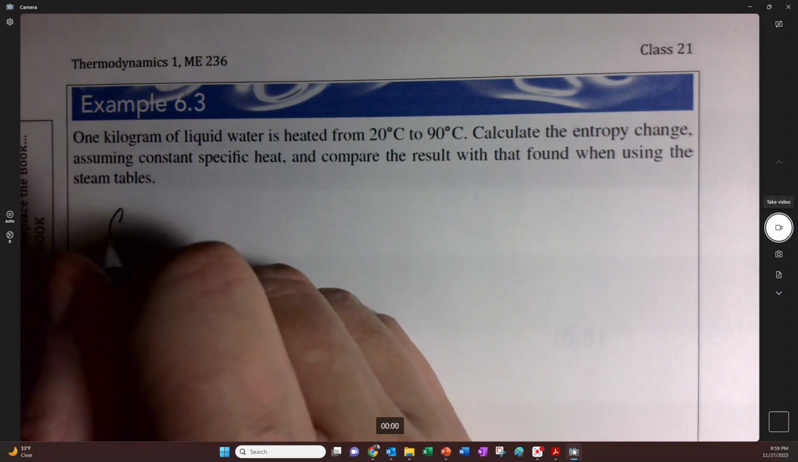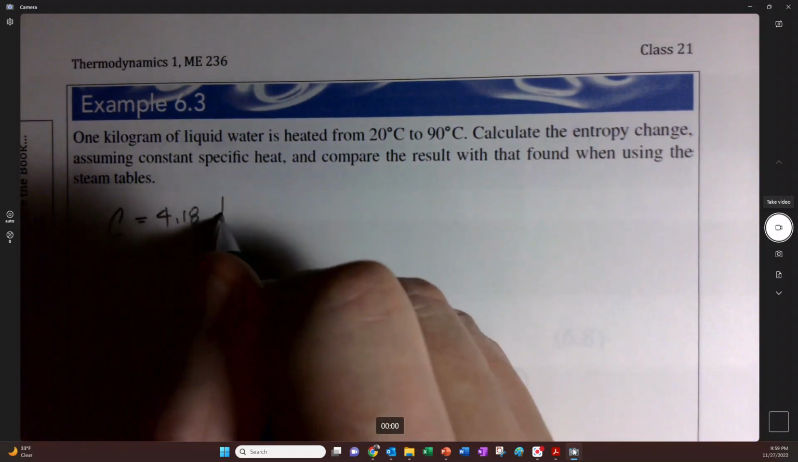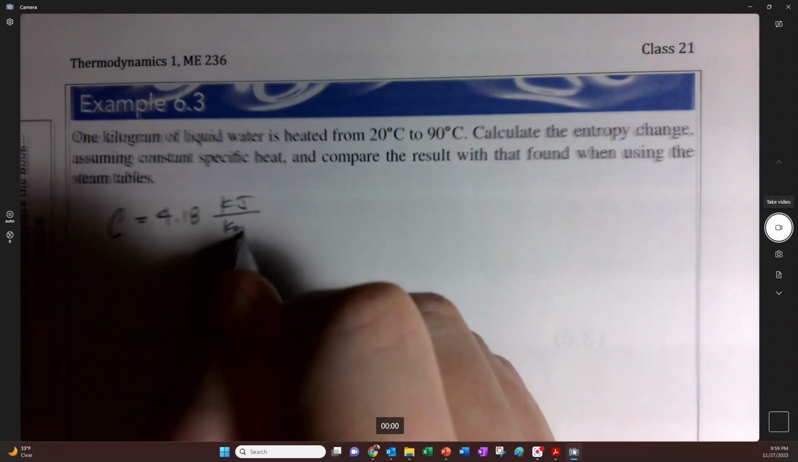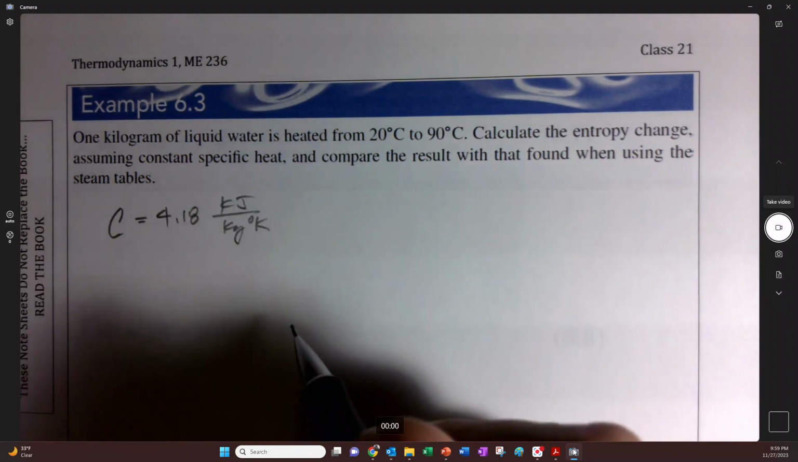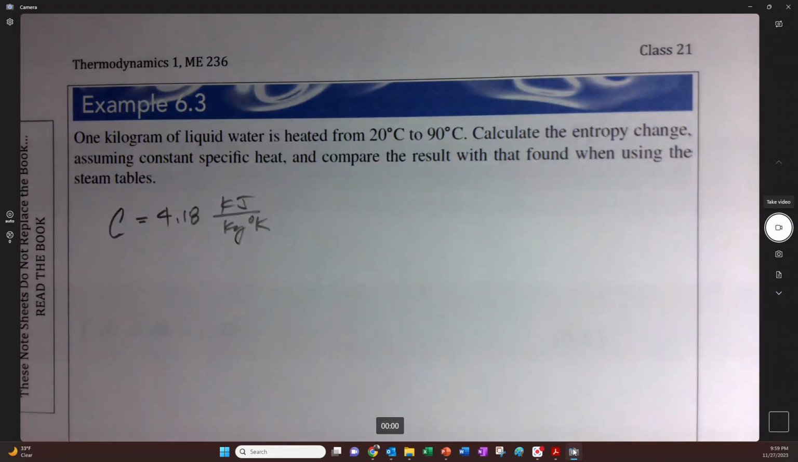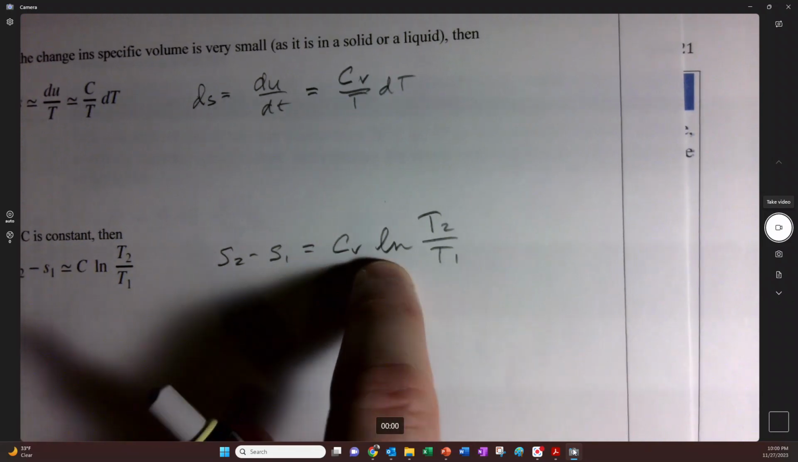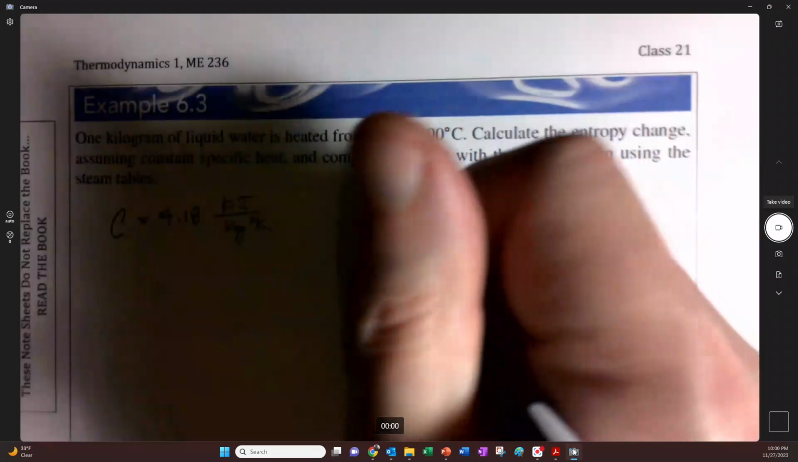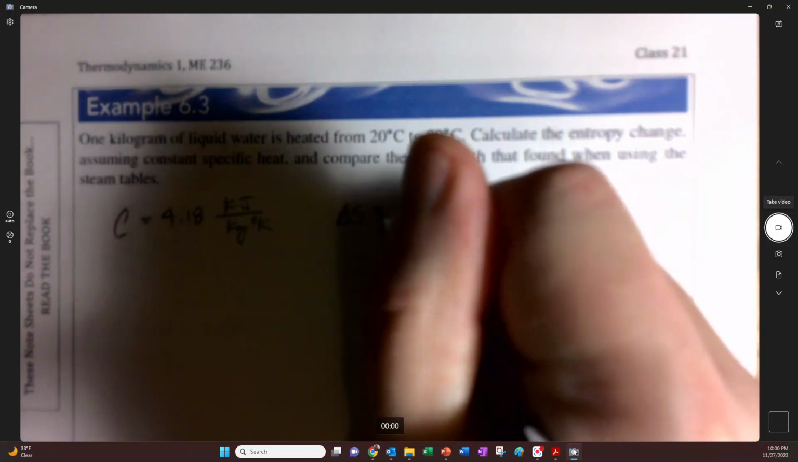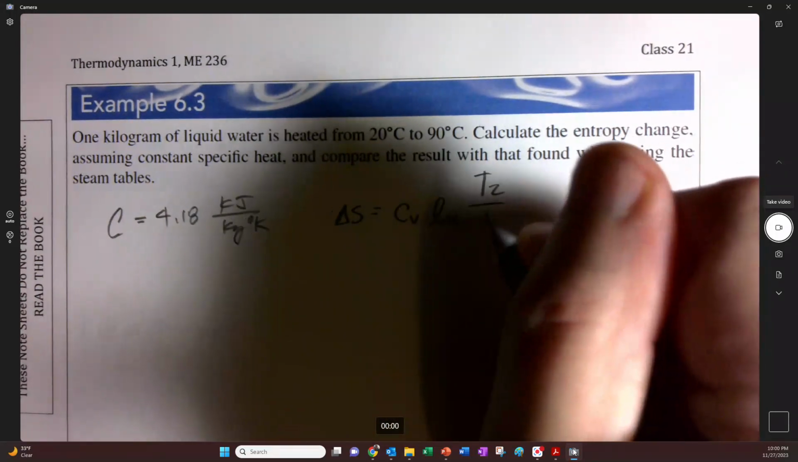We looked up and found that C, I'll just call it C, is 4.18 kilojoules per kilogram degree Kelvin. And the equation that we're going to use, we just saw that a second ago. Here's the change in specific heat. We're going to say that the change in S is going to be CV ln T2 over T1.